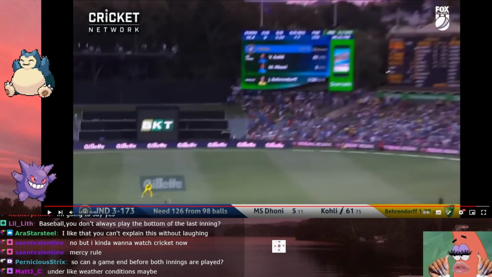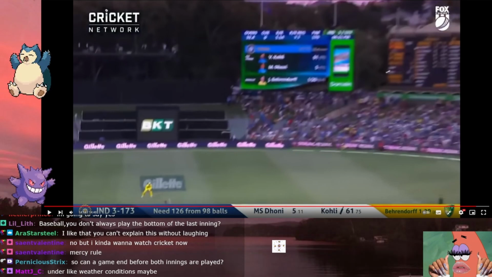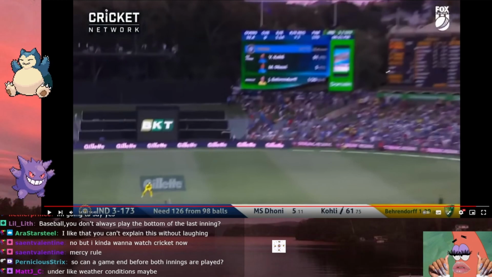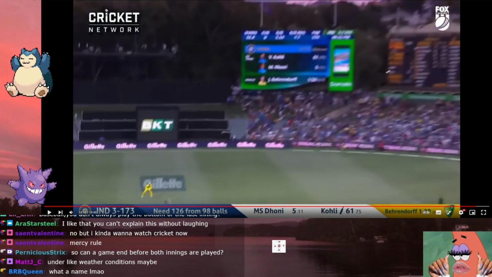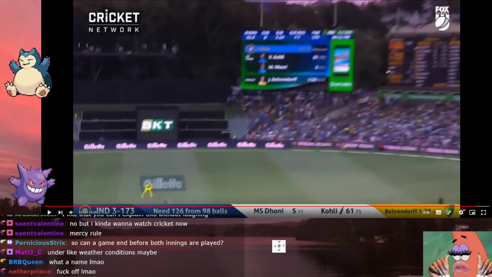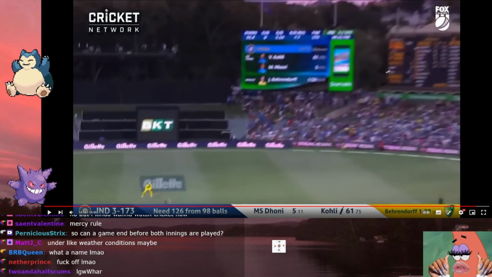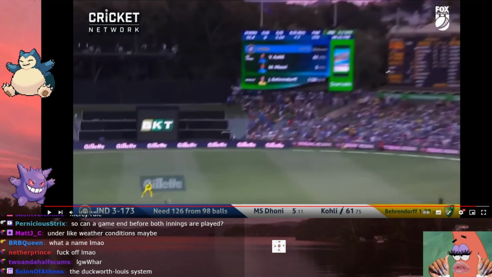However, you will use a complicated system called the Duckworth-Lewis system to try and figure out who won the game if the game is shortened by rain. I am not going to even try to explain the Duckworth-Lewis system. Just know that complicated maths is done that determines how many runs you would have if you knew you were only going to be batting for this amount of overs, kind of deal.